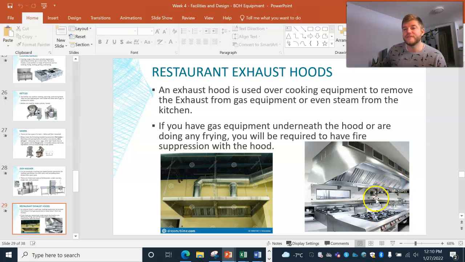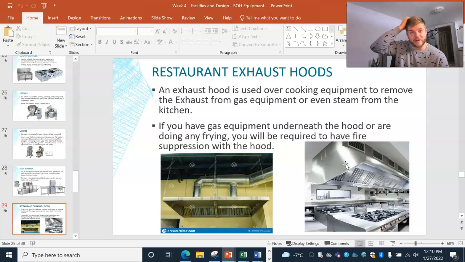So when you first install this hood, you want to make sure that it's not wasted space, but big enough for future growth if you think that you're going to grow, or if new pieces of equipment are going to need to come in. So you just got to keep that in mind. They're very expensive, but it's mandatory by law.